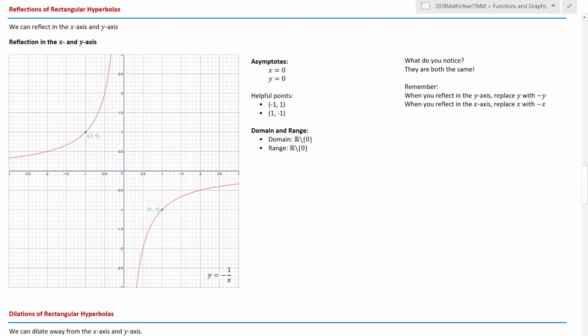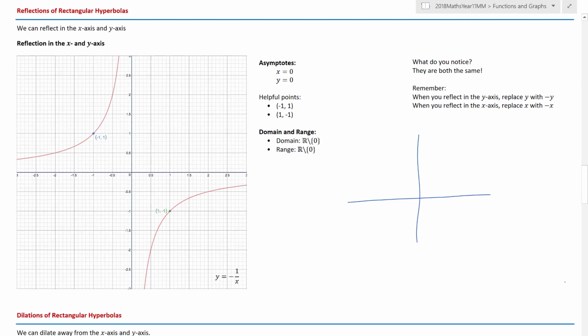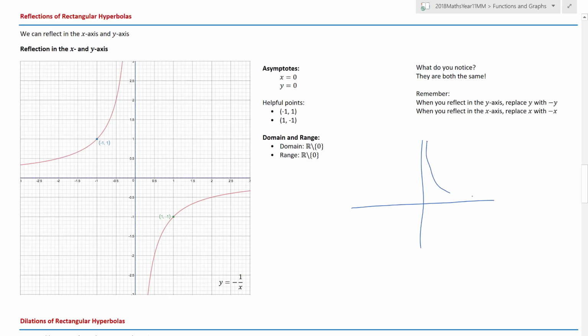So here we go, reflections of rectangular hyperbolas. If you actually reflect in the x and the y-axis, have a look what happens. Here is my original graph. Now, if we reflect that in the x-axis, all we're going to do is just flip it. And as you can see, yes, that's the graph we get. And looking at it once again, I would need to have labeled my function. I know I've got it down in the bottom here, but I need to put it beside my graph. So I'm going to do y equals 1 over x. I would need to label my asymptotes. So I have x equals 0 and y equals 0 on there somewhere.